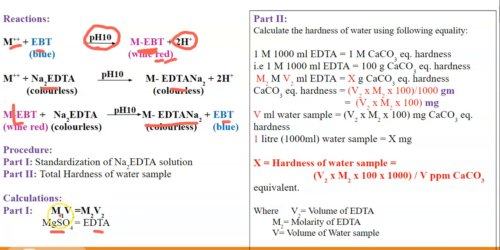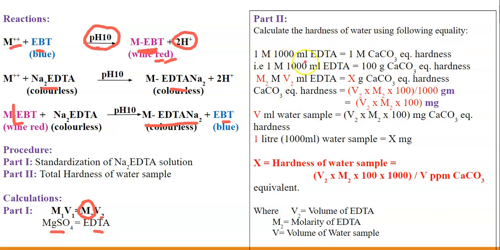So you know the molarity of MgSO4, you know the volume of MgSO4, you know the volume of EDTA which is required for changing the color from wine red to blue, and by cross multiplying you calculate M2, that is the exact concentration of EDTA in part 1. Now part 2 is to calculate the hardness of water. So for calculating hardness of water, this is the method which is used, that is the molarity equation is used.